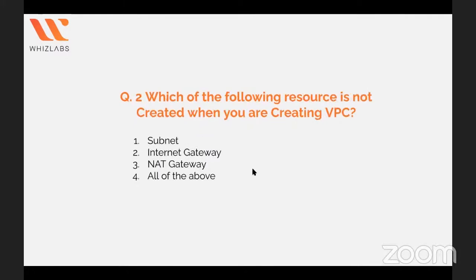The answer to the second one was all of the above. When you are creating a VPC, not a single resource from this list is created by default. It only creates the route table and your CIDR part, with DHCP options and all. So none of the options are created, so the correct answer was all of the above.